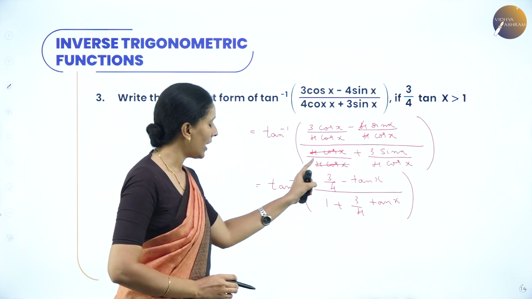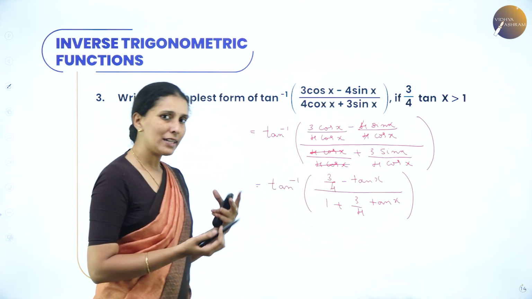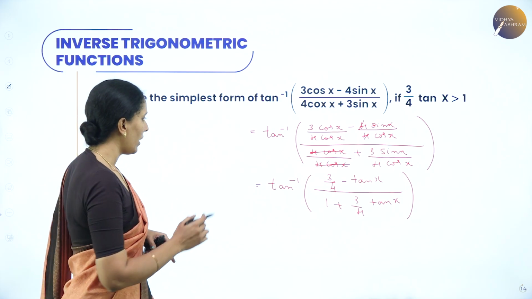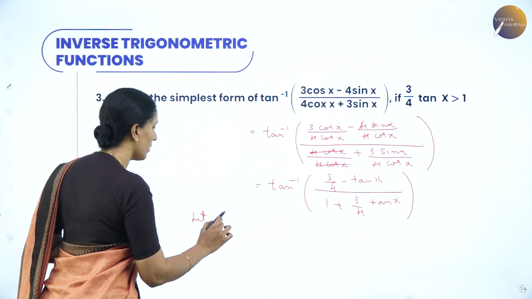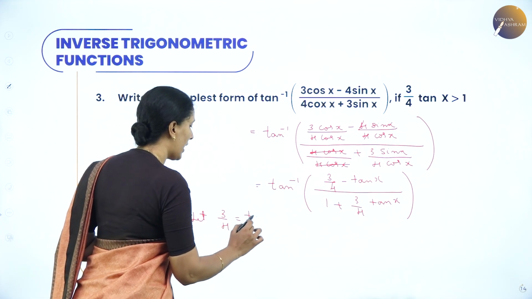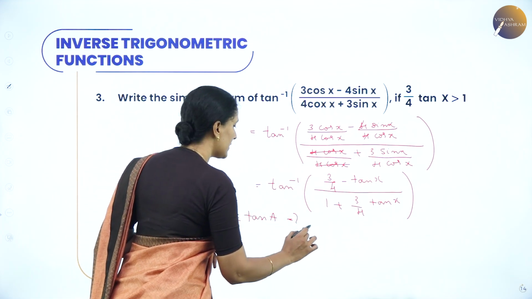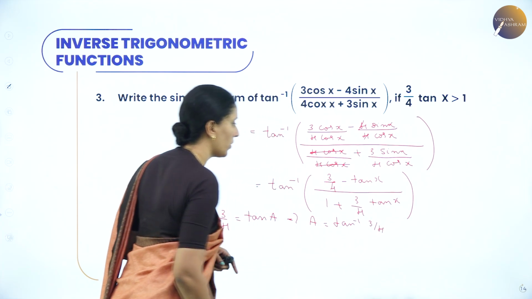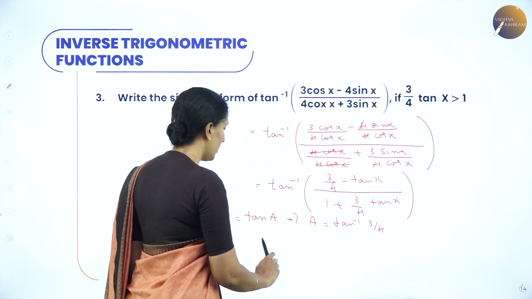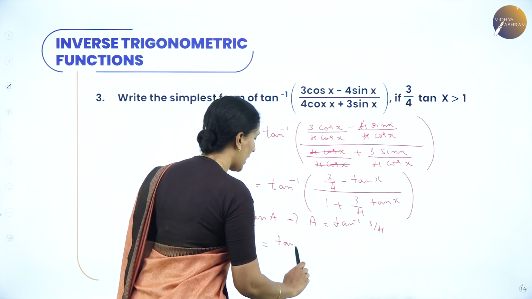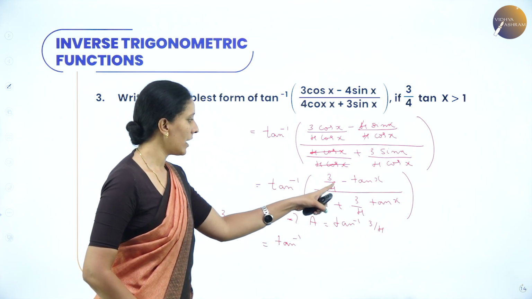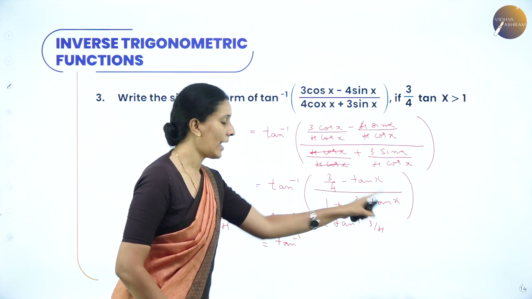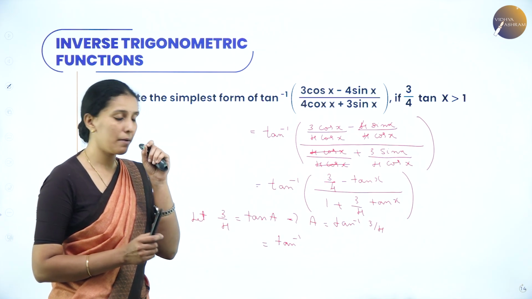So, we do not have any tan here. So, let's take 3 by 4 as some tan theta or tan A. Okay, so let 3 by 4 be equal to tan A. Then what is A? A is tan inverse 3 by 4. So if we substitute here, then we'll get tan inverse of (tan A minus tan x) divided by (1 plus tan A tan x), which can be written as tan (A minus x).